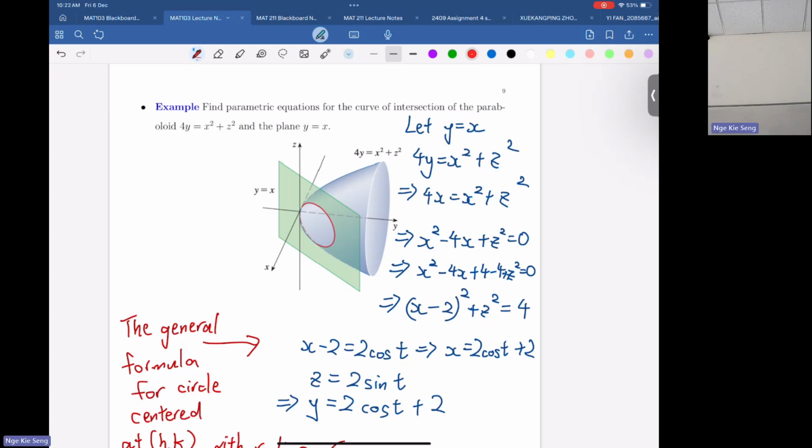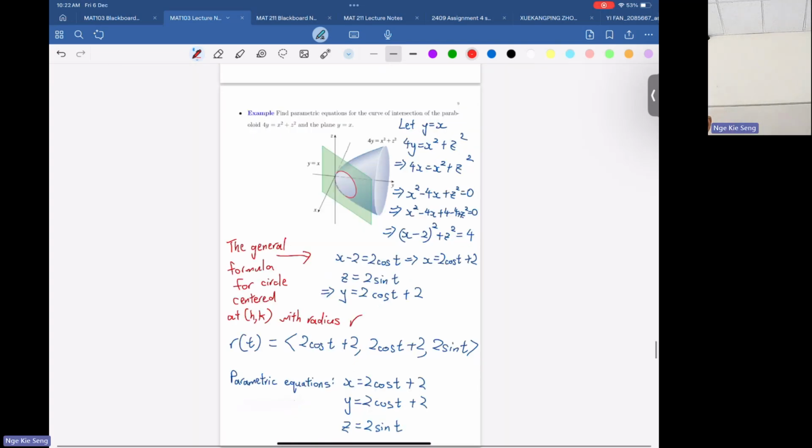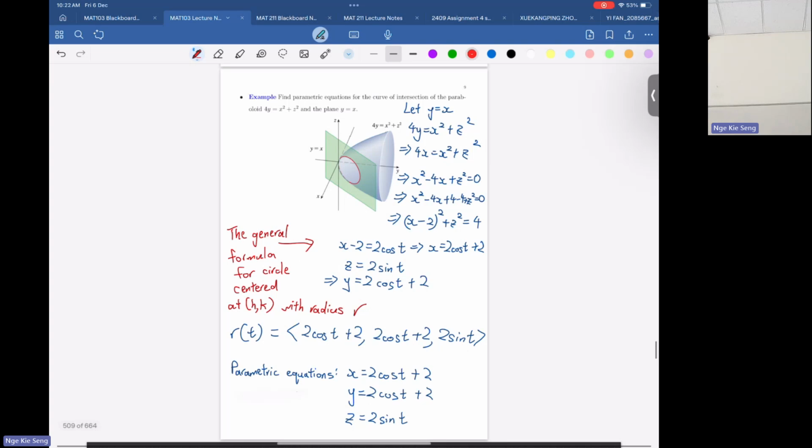But to find this vector function, you not only need x, you not only need z, you also need y. So how to find y here? You should see that y is dependent on x. So y is the same as x. So in total, you get this parametric equation.